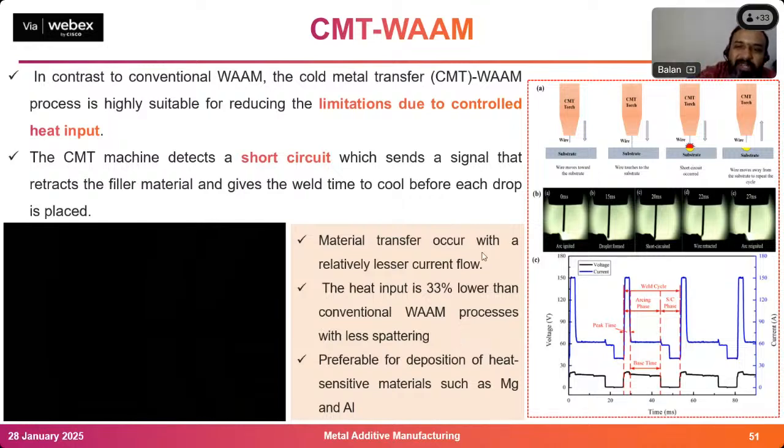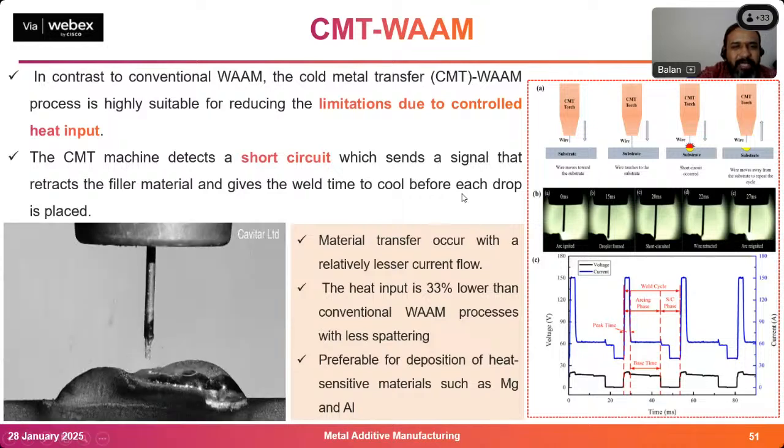So this is the technology. There we are oscillating our electrode. Because of that, your droplet breaks and it can be easily deposited. This is called CMT lab. So what we did, the advantage of this is like, one second.